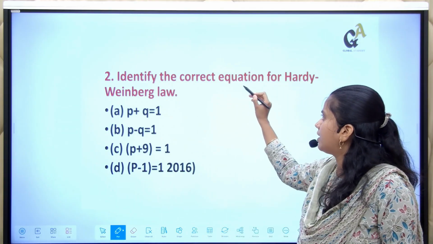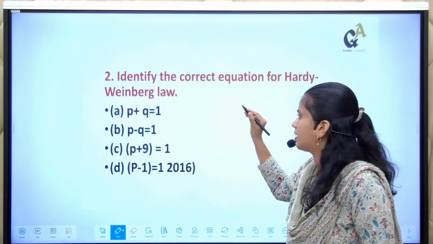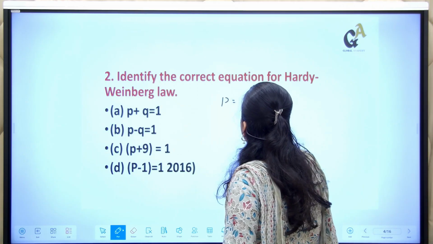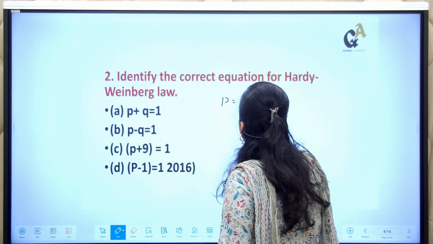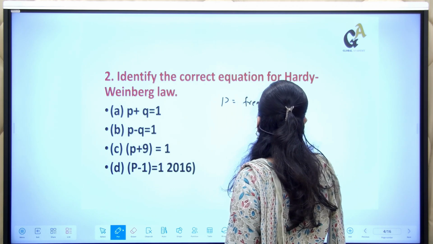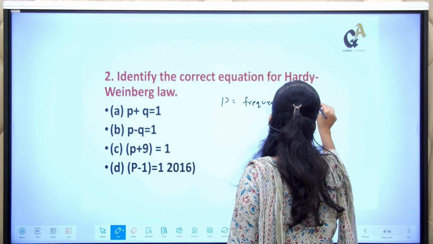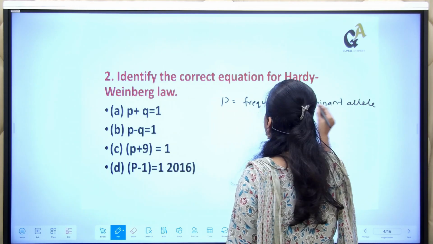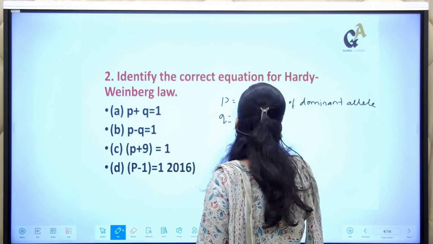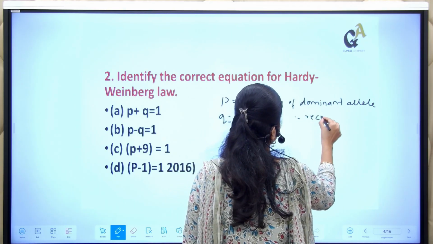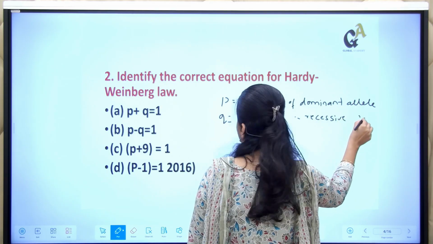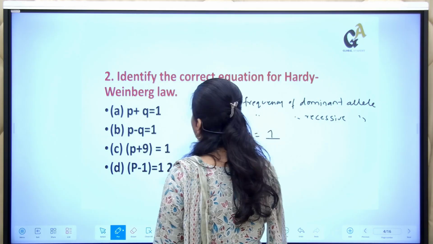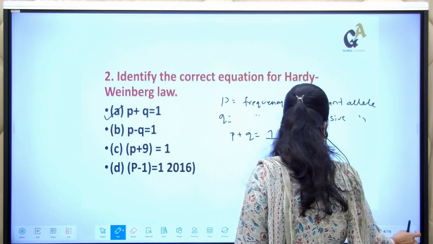Next, identify the correct equation for the Hardy-Weinberg law. Here P equals the frequency of the dominant allele, whereas Q equals the frequency of the recessive allele, right? So the Hardy-Weinberg equation is P plus Q equals 1. That is option A, the correct answer.